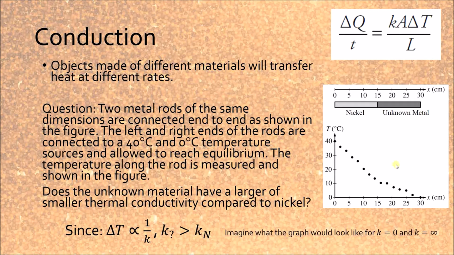However, if we had a thermal conductivity of infinity, that means that heat would transfer through the material infinitely fast, and so both ends of the material would reach the same temperature nearly instantaneously. So imagine that this had an infinite thermal conductivity. What we'd end up with is the same 0 and 0 on both ends. So the higher the thermal conductivity, the lower the slope on this particular graph, or the lower the temperature difference between the ends.